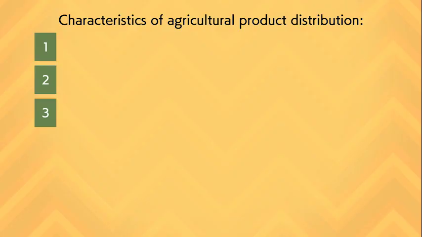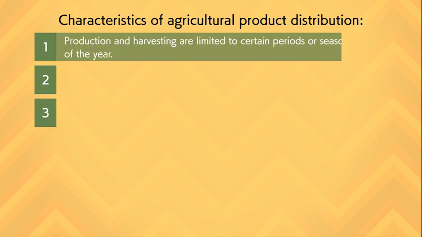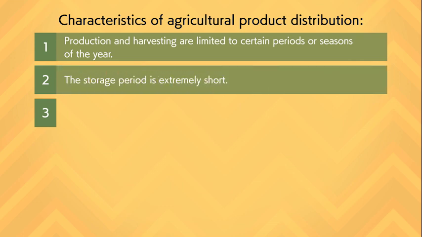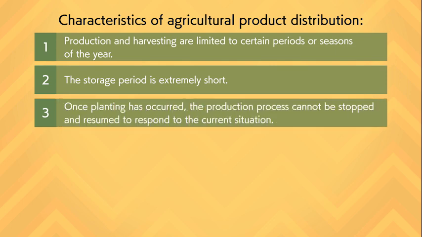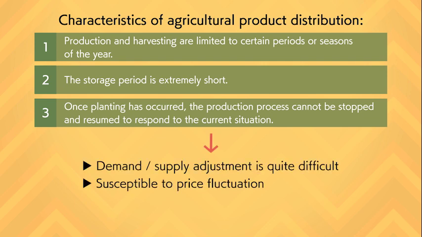The distribution of agricultural products is characterized by three main features. 1. Production and harvesting are limited to certain periods or seasons of the year. 2. The storage period is extremely short. And 3. Once planting has occurred, the production process cannot be stopped and resumed in response to market demand. For these reasons, agricultural products inevitably suffer seasonal or annual imbalance between supply and demand, which can cause price fluctuations.